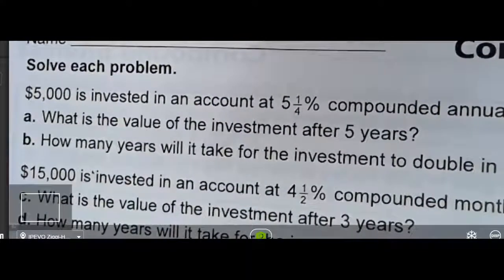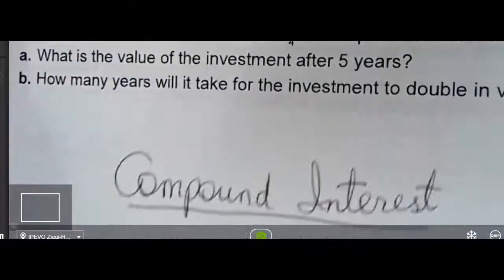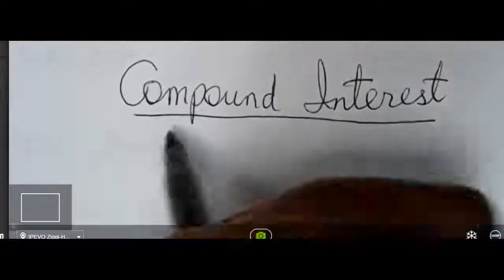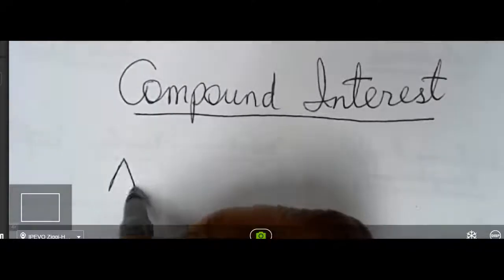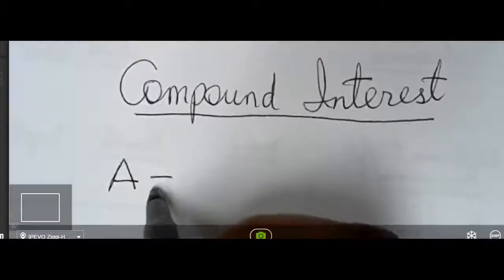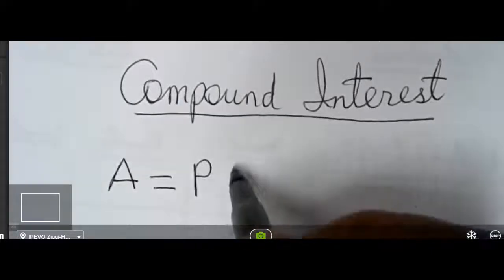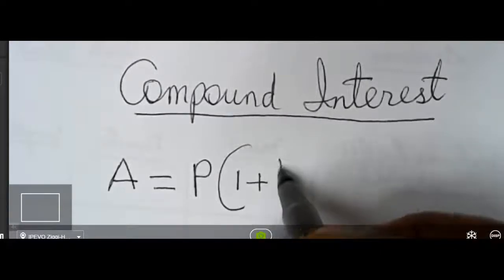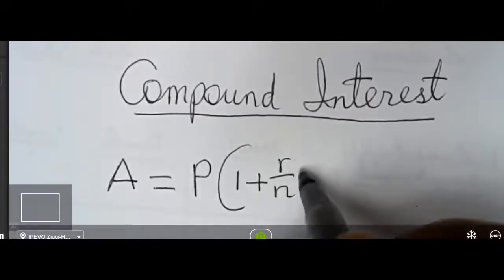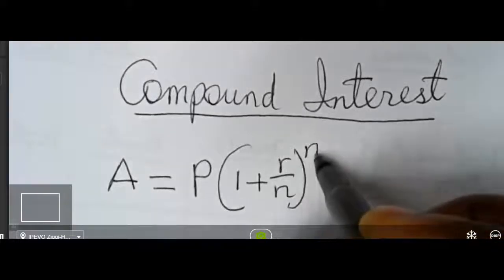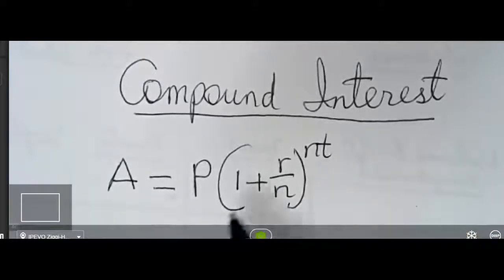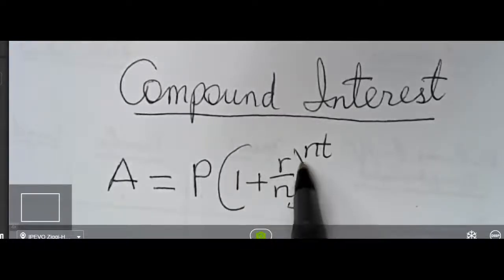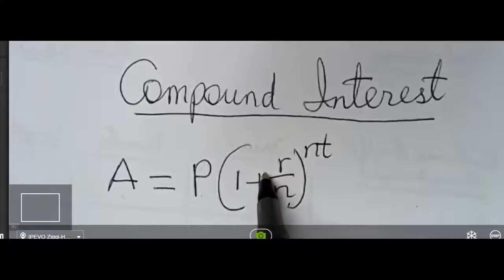So first of all, let's write out the formula, and that formula will be the guide. The formula is A equals P times 1 plus the rate divided by n, to the power n times t, where A is the final amount you get and P is the principal, the initial amount. If you notice, this whole parenthesis replaces e in the exponential function.